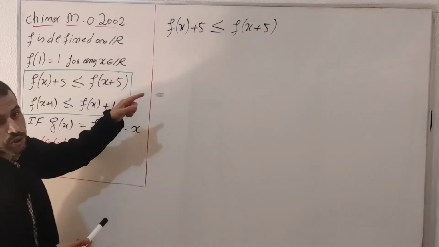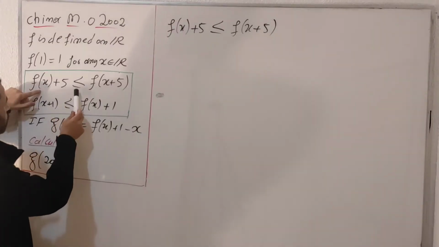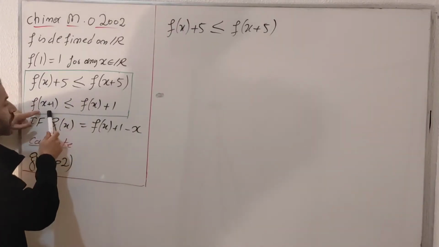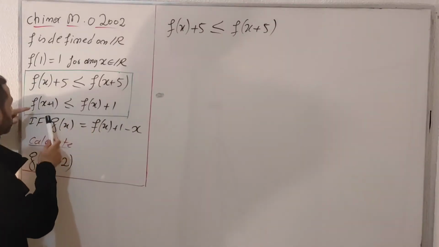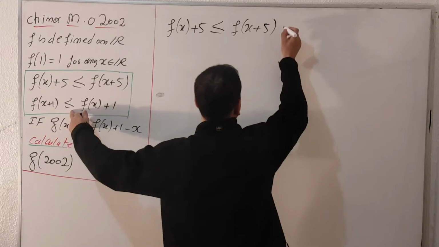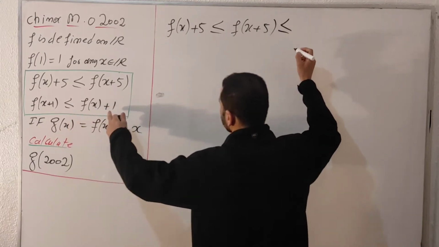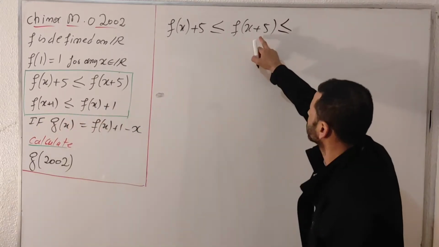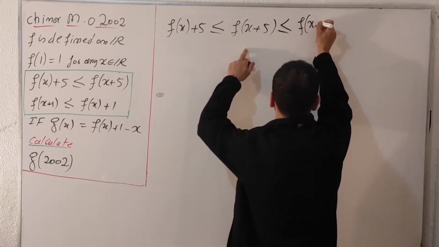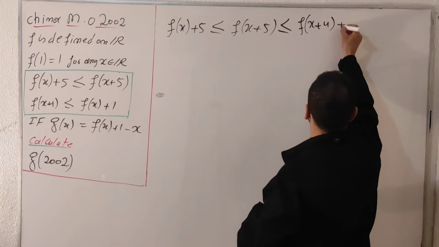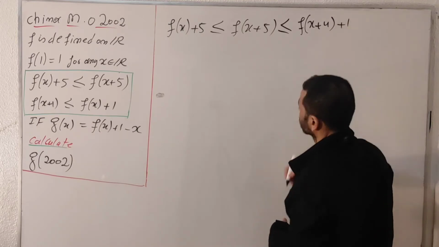In order to solve this, I'm going to work on the first inequality by using the second inequality, so both of them are combined. I'm going to use this fact: this is less than or equal to the same function with 1 taken out, so I will have f(x + 4) + 1.